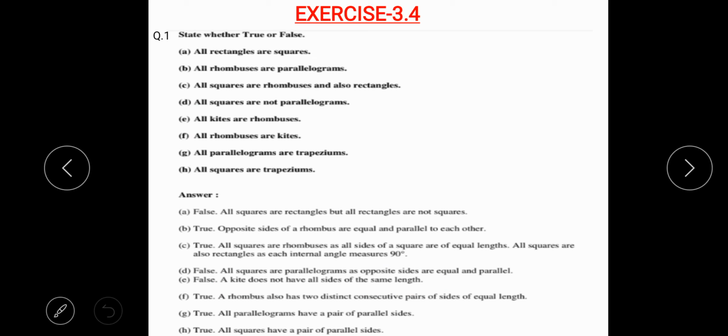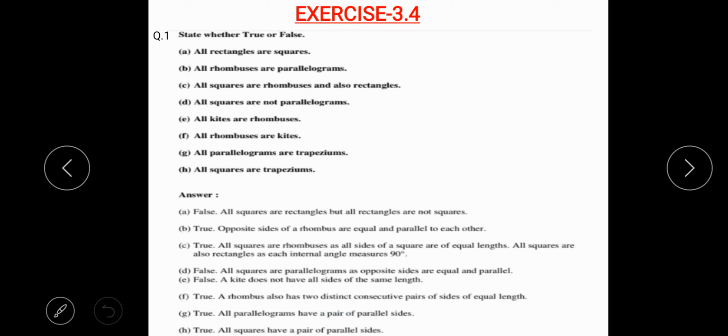Now next one, all rhombus are kites. Yes, this is true, because a rhombus also has two distinct consecutive pairs of sides of equal length. This is a property of a kite.